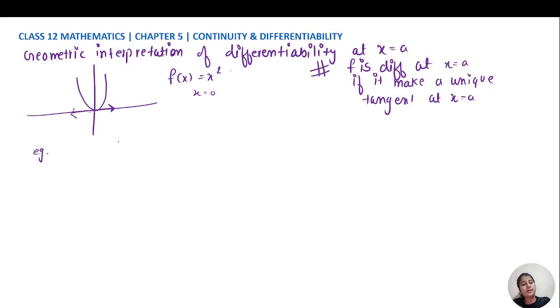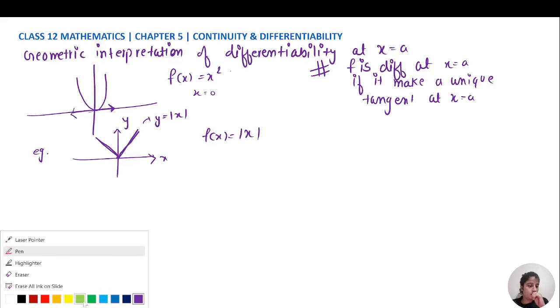Now take the example of mod x. We know that f of x equals mod x. As you can see, our mod x graph is continuous because we can draw it without lifting our pen. This is our y, this is our x, and this is y equals mod x. Our function is continuous at x equals 0 because it is continuous in its whole domain.